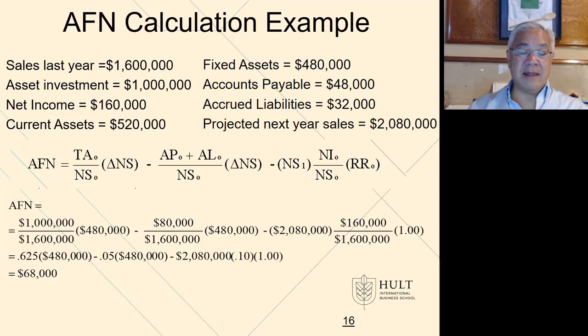So we work out the math and we get, voila, a number of $68,000. So this is the AFN. In order for us to grow from $1,600,000 to $2,080,000, if we keep all the relationships similar, then what we would need to raise in additional debt or equity is $68,000, right? So that's AFN.